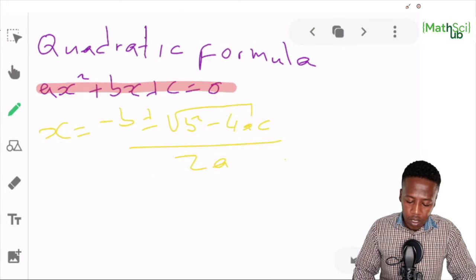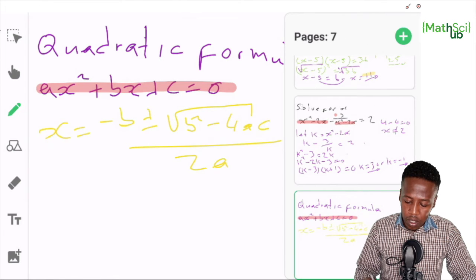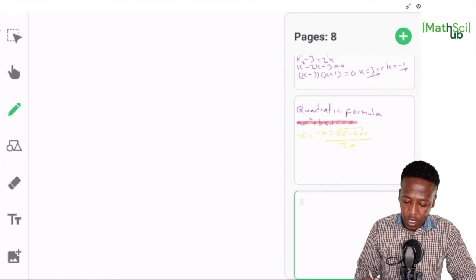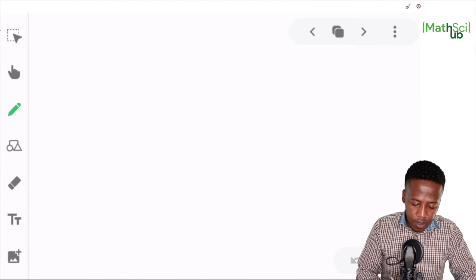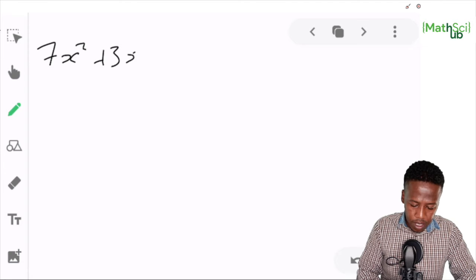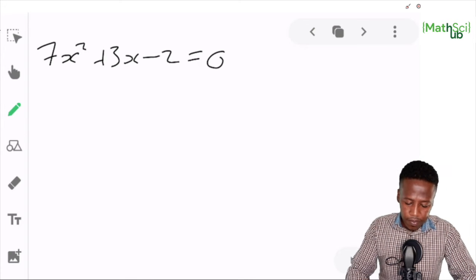If you complete the square of your quadratic equation, let's look at one of the problems which we need to solve using our quadratic formula. Let's say you have 7x squared plus 3x minus 2 equals 0.